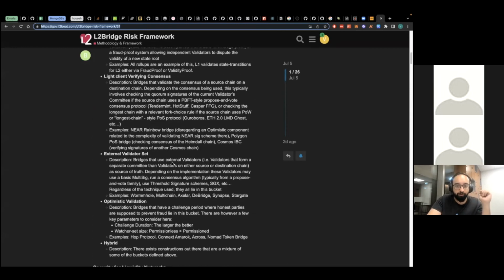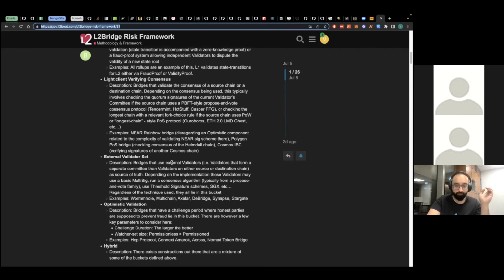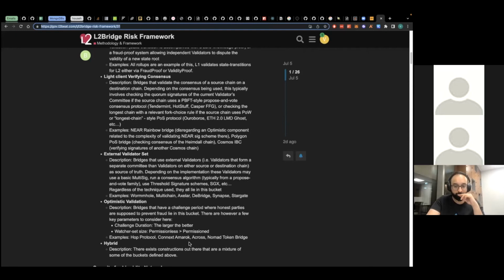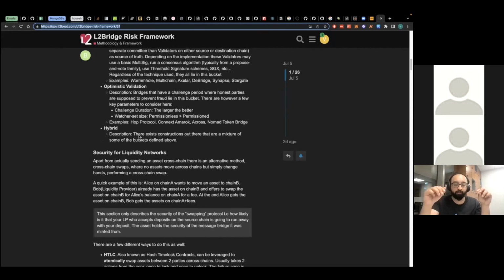Sweet. So far we've been talking about security for message bridges. Anything built on top of the message bridge inherits the same security. Now we can talk about security for liquidity networks. Liquidity networks allow you to do cross-chain swaps essentially. They would allow you to swap, let's say, a Nomad USDC for native USDC on Polygon. So they would allow you to swap between both of these things. You still get the security of the underlying bridge when you choose to receive Nomad USDC.